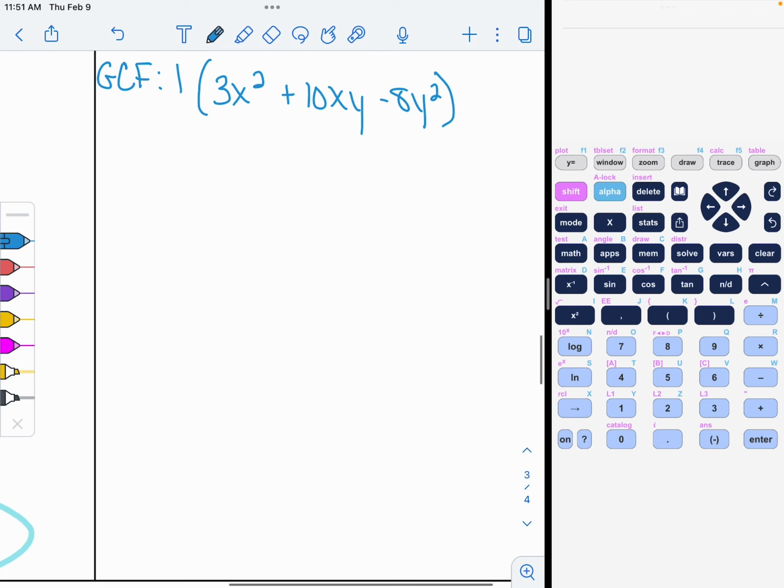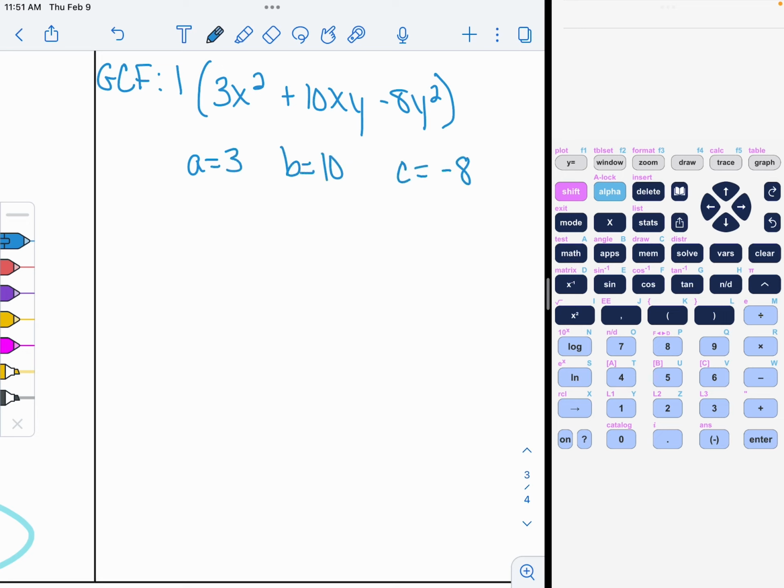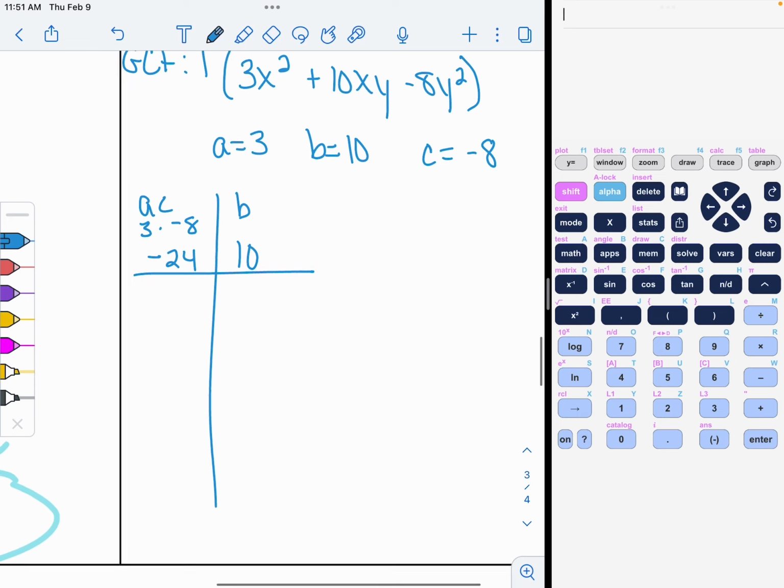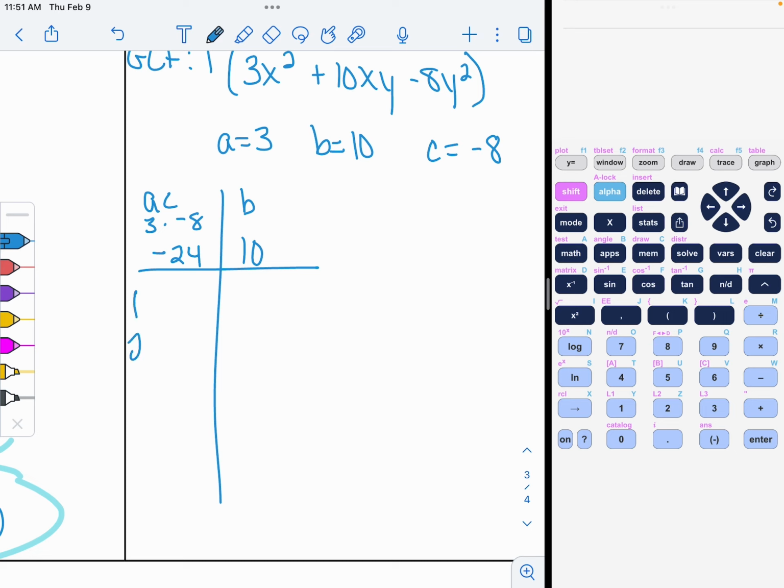All right, so now I'm going to move to A being 3, B 10, C -8. AC is -24 and B is 10. When you multiply and then you get your 10. 1, 2, 3, 4, 5. And now it's time to divide. -24 divided by 1 is -24. Add -23. So these do not add to be the right answer.